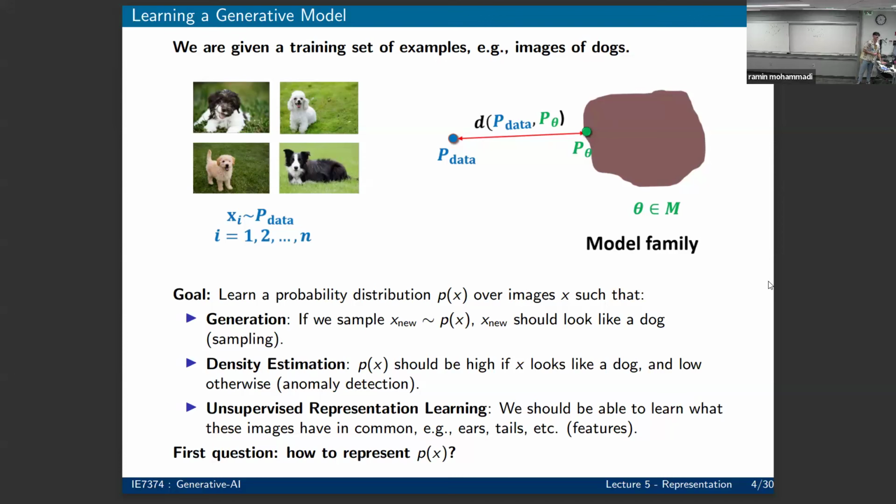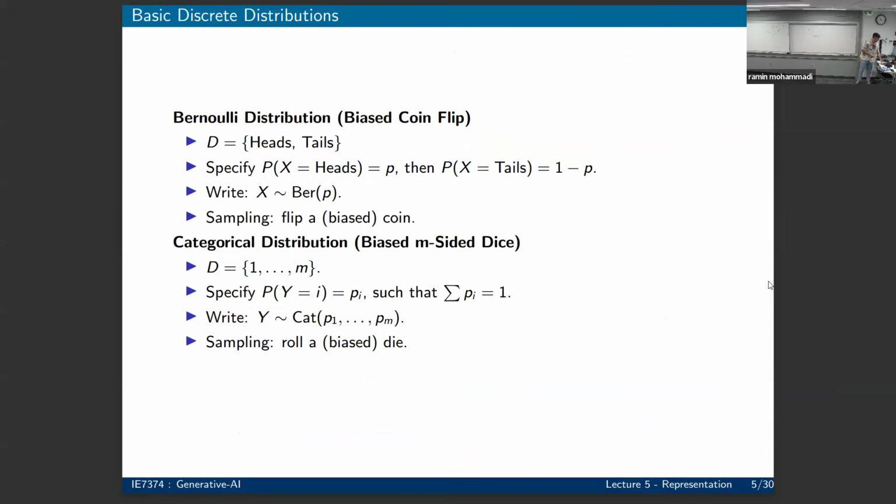Yes. Now the question here is how we represent P of X. Let's look at a simple example like Bernoulli. If you have a coin, we define this as coming from a Bernoulli, so you have two probabilities, head or tail. A categorical distribution is similar, with K categories. So you basically have ways to represent the data.